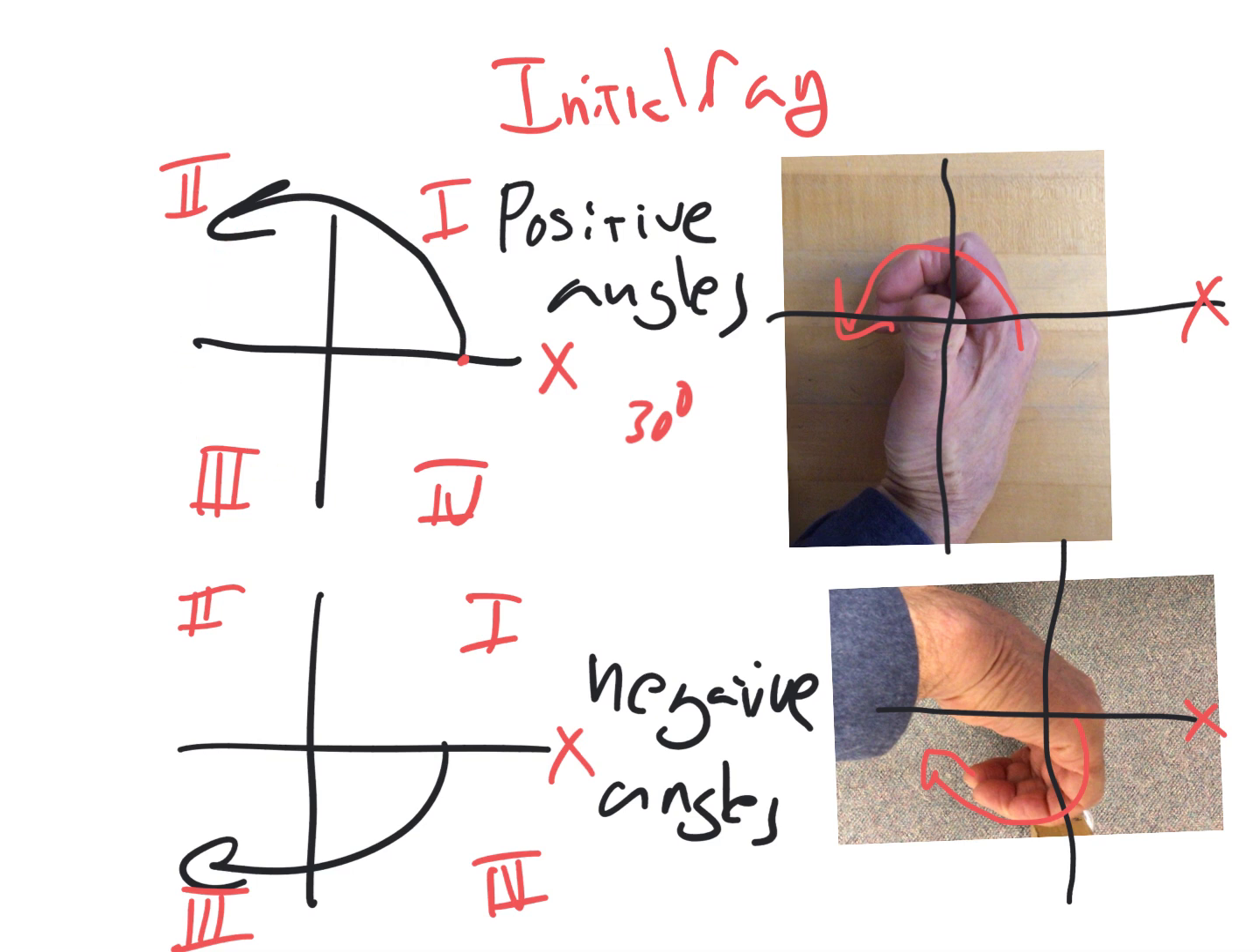And then what happens? We have a terminal ray, and the terminal ray is where the angle ends. So I draw that. This is the terminal ray, and it's wherever it falls. I know that you can't read my writing. You have the initial ray on the x-axis, and wherever the angle ends is the terminal ray. And then that terminal ray can fall in the four different quadrants of a Cartesian plane.